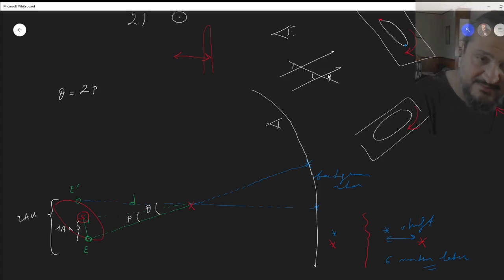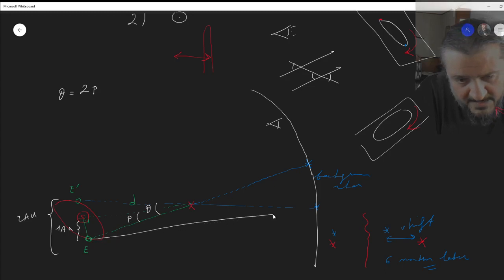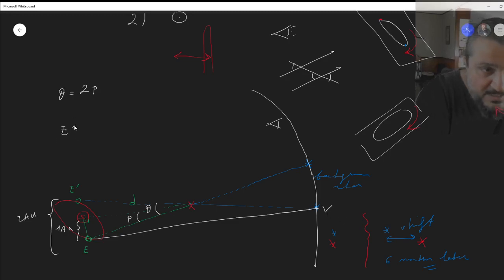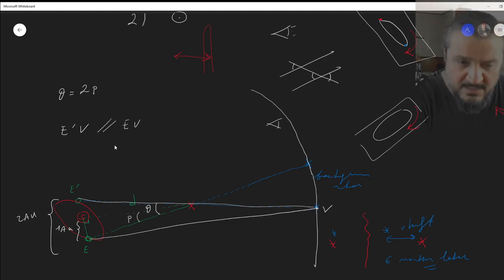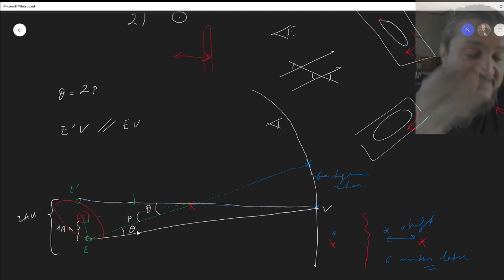Now, we can assume safely that the two lines, let's say, from E to here, and let's give the name to this point. Let's call it V. This is the point V, okay? So we have two lines: E prime V, which is this, and E V. Now, if V is really far away, these two are almost parallel, okay? In reality, they are not, and they're definitely not parallel in my drawing, but it's because my drawing is not to scale. But you can assume, as an approximation, that these are parallel. If that's the case, then this is also theta. So that's how you find those angles.